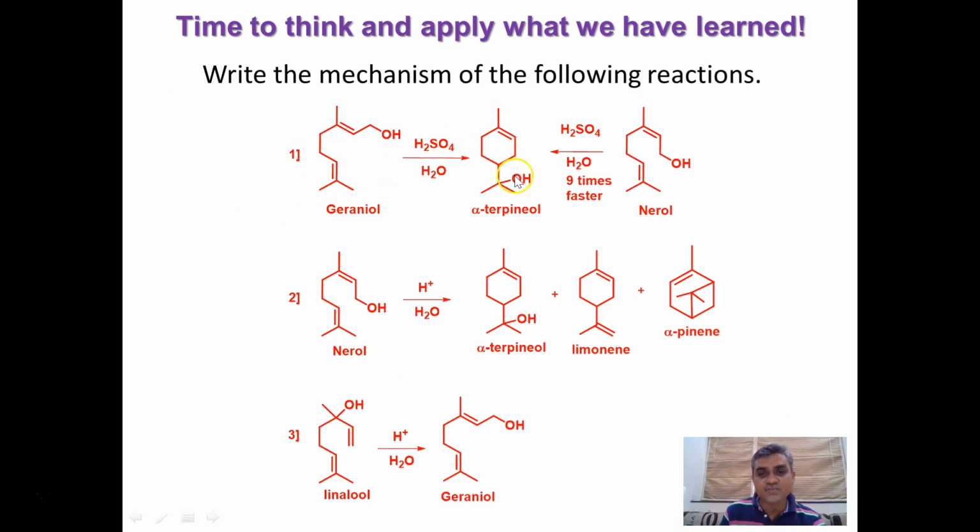Geraniol transformation into alpha terpineol. Nerol is converted into alpha terpineol. Linalool is converted into geraniol. So students should practice these mechanisms because it will be useful in understanding the biosynthesis of terpenes.